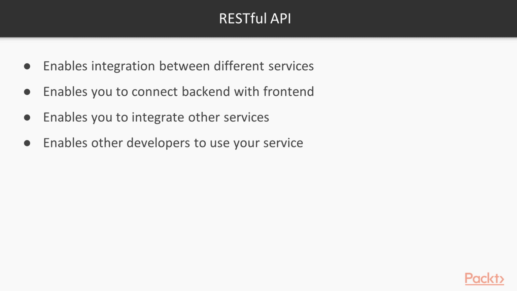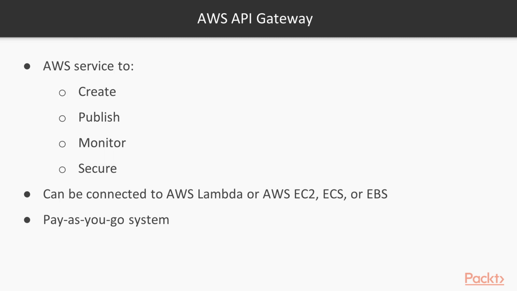Now let's look more into API Gateway Service. Basically, it is an AWS service which allows you to create, publish, monitor, and secure APIs. It can be connected not only to AWS Lambda, but also to EC2 instances, clusters, and Elastic Beanstalk. It has a pay-as-you-go system, which makes it very convenient as a starting service.